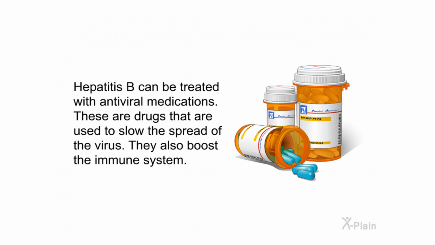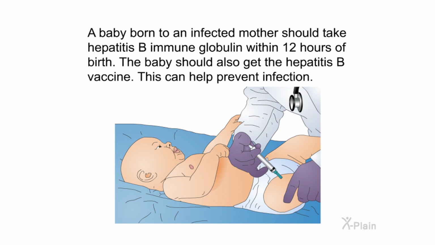Hepatitis B can be treated with antiviral medications. These are drugs that are used to slow the spread of the virus. They also boost the immune system. A baby born to an infected mother should take hepatitis B immune globulin within 12 hours of birth. The baby should also get the hepatitis B vaccine. This can help prevent infection.